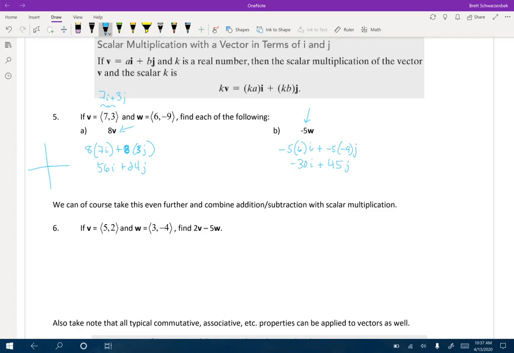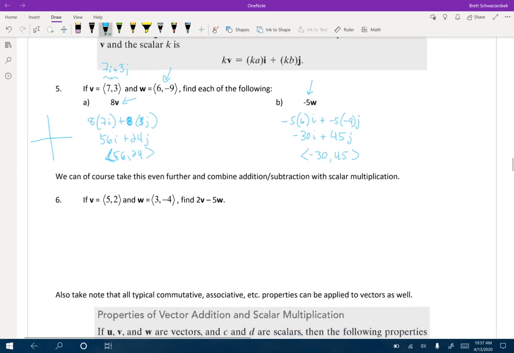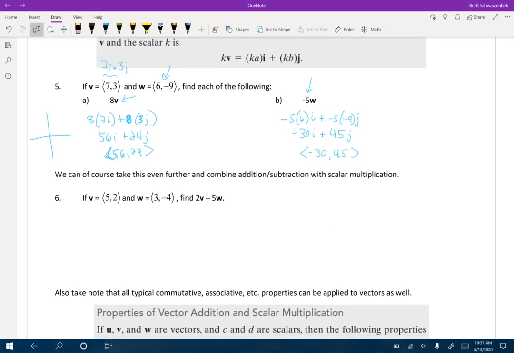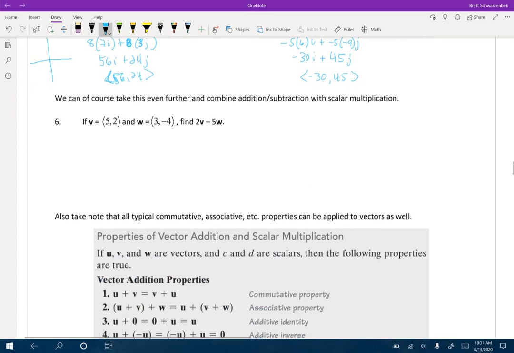So you're going to get negative 30i plus 45j as our vector. And by the way, since these were given in component form, if you want to put them back that way, you can: 56, 24, and negative 30, 45. It doesn't matter. If they don't ask, usually you give it to them the way they gave it to you. I'm not going to be too picky with all that stuff. I just want to make sure you know what you're doing in terms of the vectors and how they all come together.